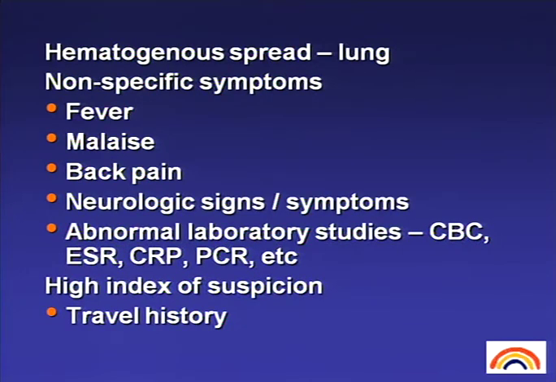Neurological signs or symptoms are very worrisome when they occur because it usually implies that you have cord or nerve root compression. Abnormal laboratory studies are also similar to those with tuberculosis: the elevated white blood cell count, SED rate, C-reactive protein, and some of these organisms also have polymerase chain reactions that can also be very helpful in identifying which one of the fungi they may be.